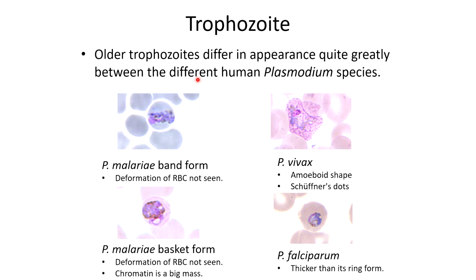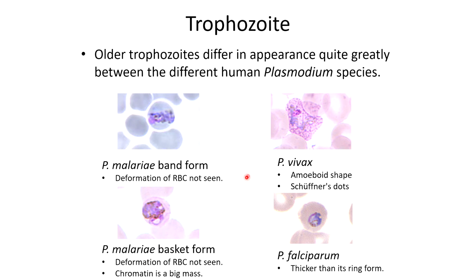So comparing the older trophozoites between the different species of Plasmodium, you can see P. malariae has two different forms it might be seen in. There's the band form and then there's the basket form. In P. malariae, you won't see deformation of the red blood cell. In the band form, P. malariae is kind of just spread horizontally throughout the red blood cell, whereas in the basket form it takes over the entire red blood cell, and the chromatin here, just in the center, will be in this large mass.